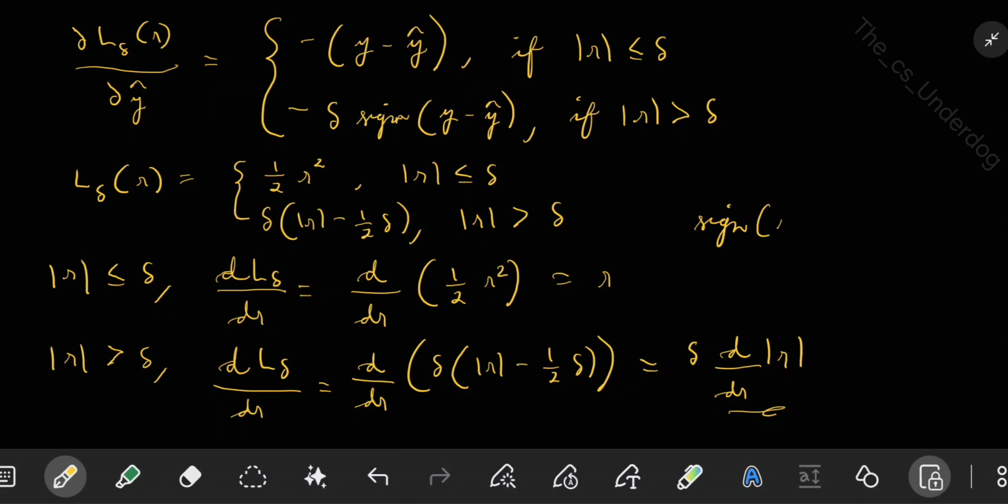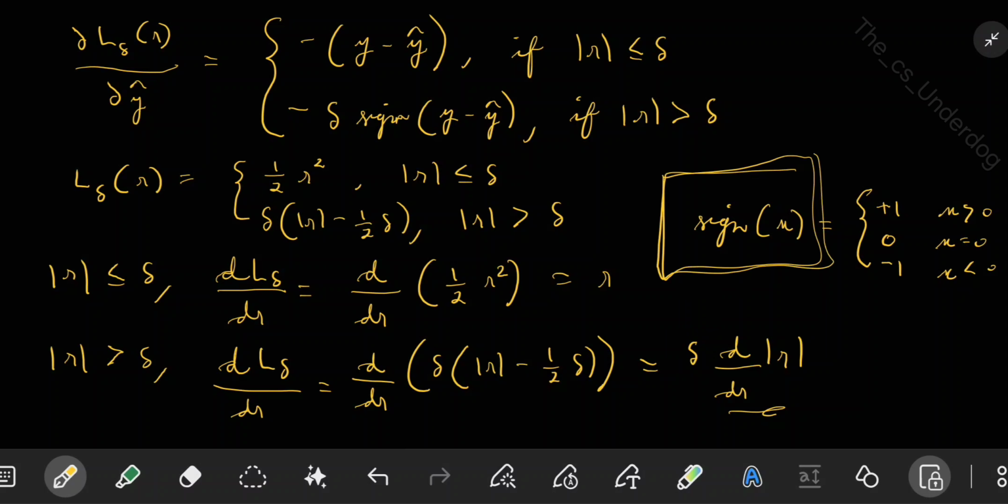if I write sign of x, what does this mean? If x is greater than 0, the answer is plus 1. If x is equal to 0, the answer is 0. If x is less than 0, the answer is minus 1. This is what I meant when I wrote sign of x. Whatever is the sign of x, if it is positive, then the derivative is plus 1; if it is negative, it is minus 1. It is not the actual value of x, but just minus 1. When it is 0, it is 0. This is what I mean when I write sign.